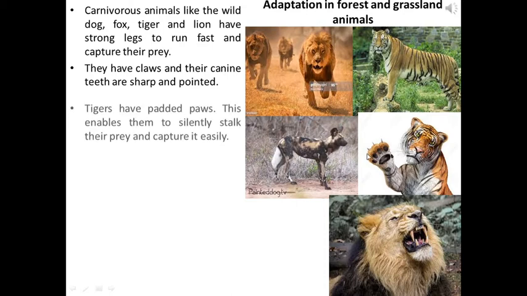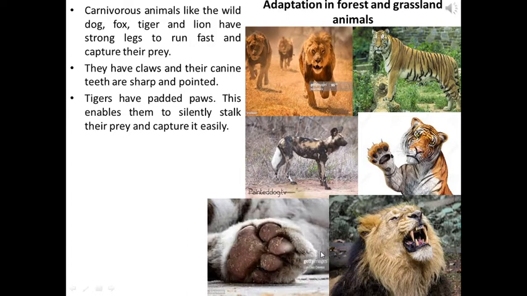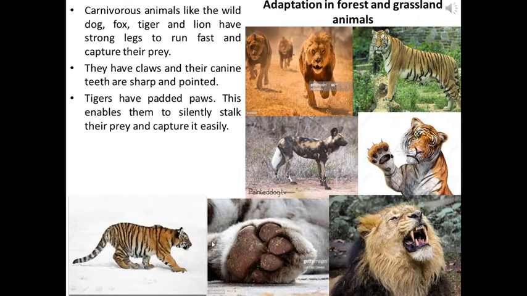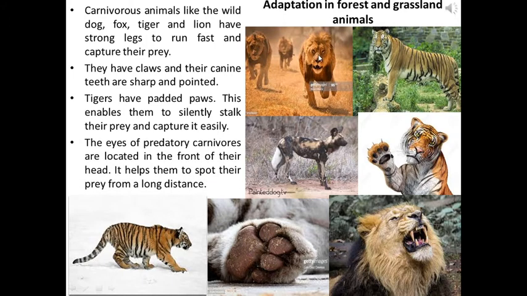Tigers have padded paws. This enables them to silently stalk their prey and capture it easily. Their prey won't come to know as long as the tiger comes quite near it to catch it. Predatory animals are those animals which hunt in search of their food. Their eyes are located in front of their head. It helps them to spot their prey from a long distance.